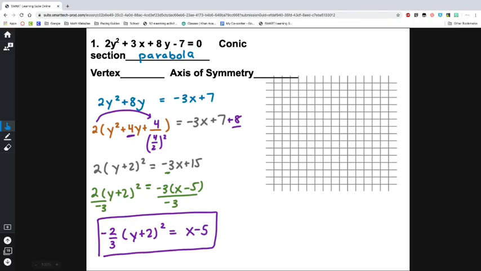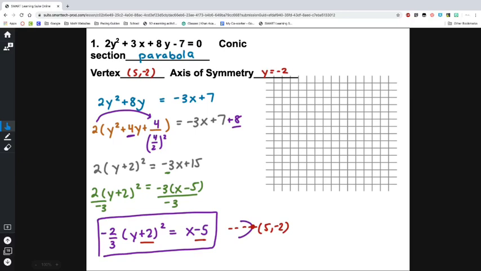Awesome. So let's think about what we've got. We've got an equation where y is being squared, which means we're either opening left or right. Now, this parabola has a stretch of negative 2/3. The stretch is negative, which means that we have a parabola that is opening to the left. Now, the vertex comes from (h, k). We always take the opposite sign. So 5, negative 2 is that vertex. That means then the axis of symmetry is the horizontal line y equals negative 2.